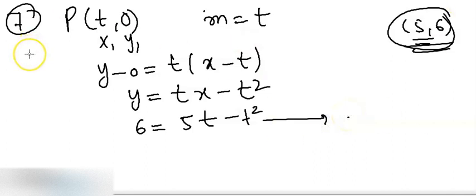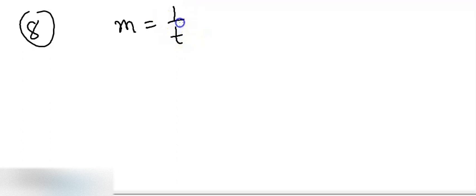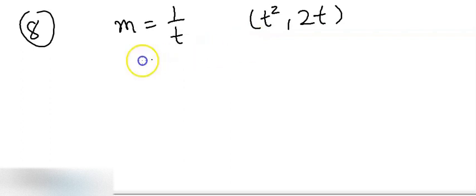Let's move to question number 8. In question 8 it says find the equation of the line with gradient 1 over t and which passes through the point t square comma 2t. So if this line is passing through minus 2 comma 1, find the possible values of t.